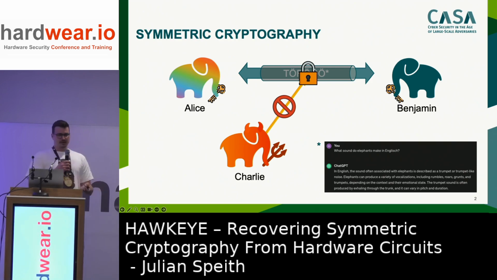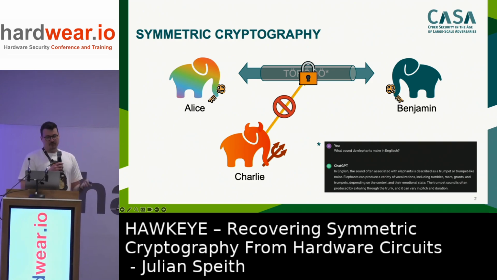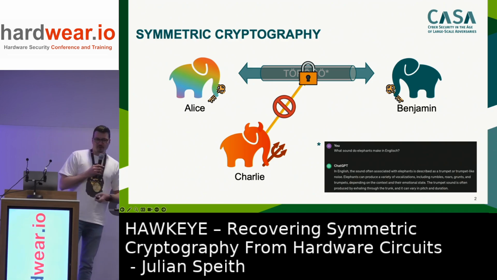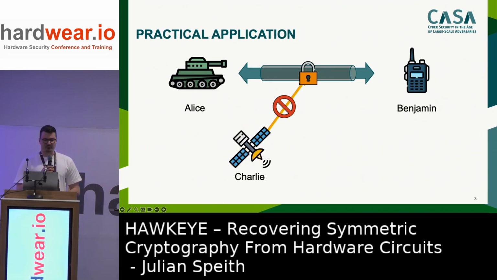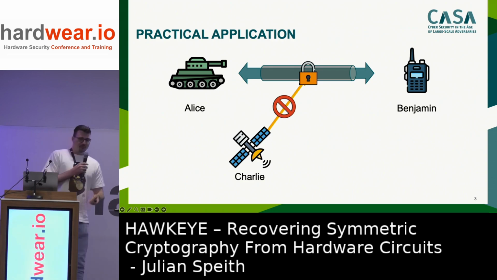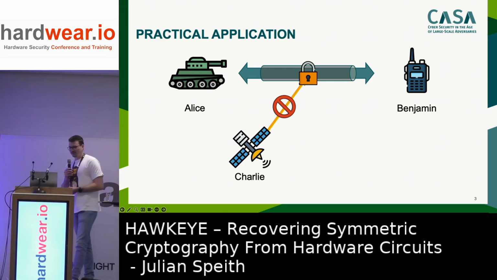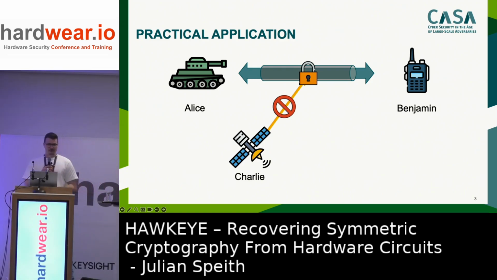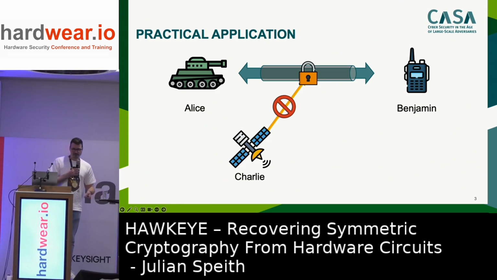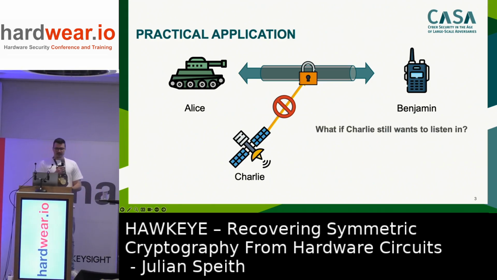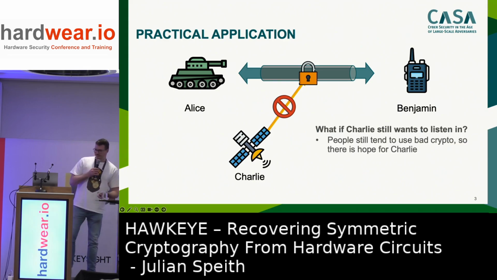And they do this by sharing the same key on both ends. So Alice and Benjamin have the same key, and they can encrypt the messages on this channel. If we switch to more practical applications, we might have Alice in a tank somewhere on the front line, Benjamin on a radio somewhere, and Charlie on the other side who wants to listen in for practical reasons. So still, Charlie can't really listen in because of the encryption, but what if he really, really wants to?